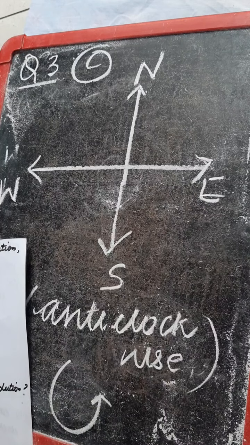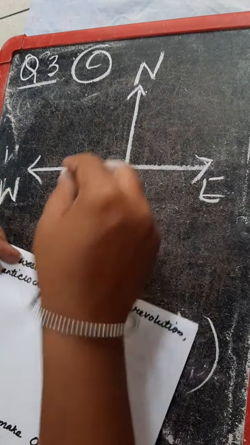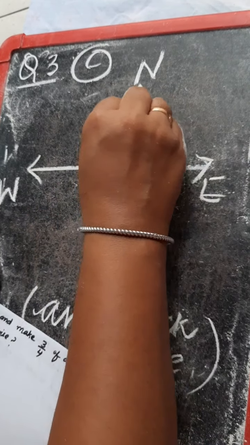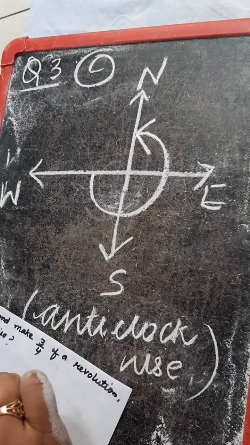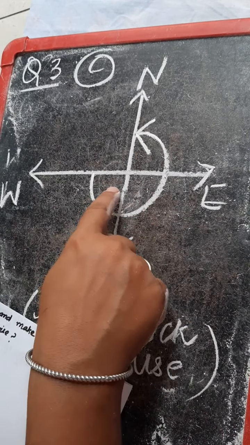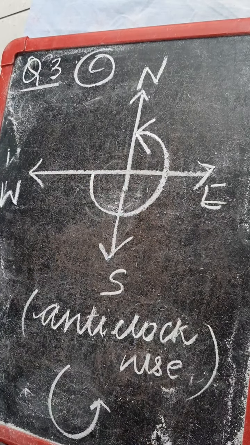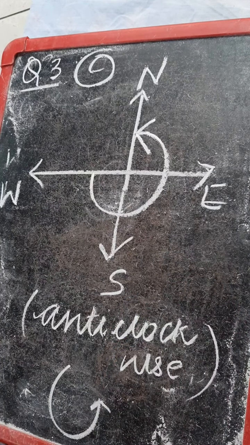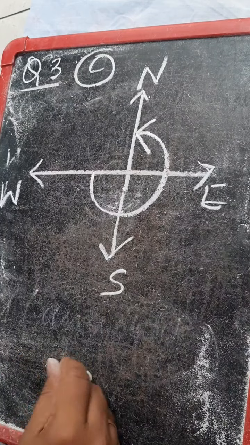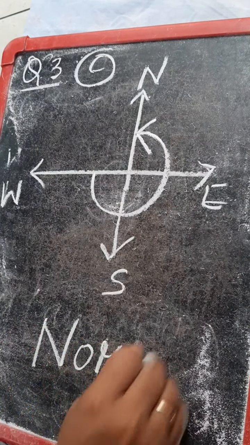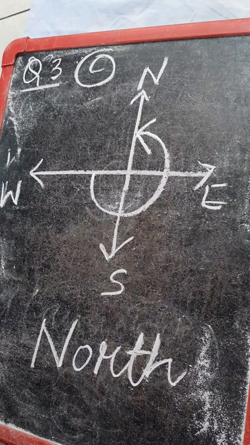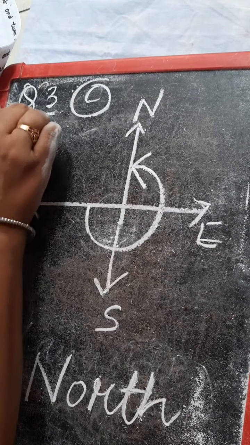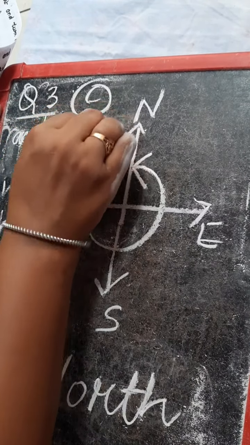So it starts from west and makes 3/4, meaning the fraction is 3/4. It will be like this. This is the anti-clockwise movement at 3/4. Here the fraction covered is 1, 2, 3, that is 3/4. So here we reach north. So my answer is north. Here you have to mention that the movement is anti-clockwise.